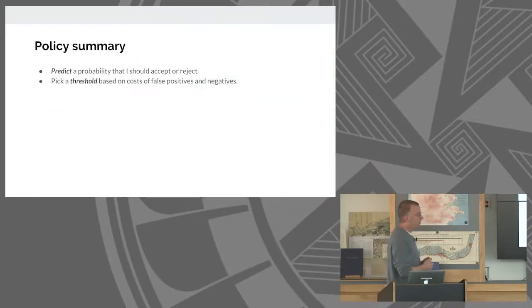Okay, so in summary for this part, what I generally want to do is I want to predict a probability that I should accept or reject, and then I want to pick a threshold based on my own costs of false positives versus negatives, and that's going to be application specific. Okay, so now we finally get to the point where we can talk about bias.